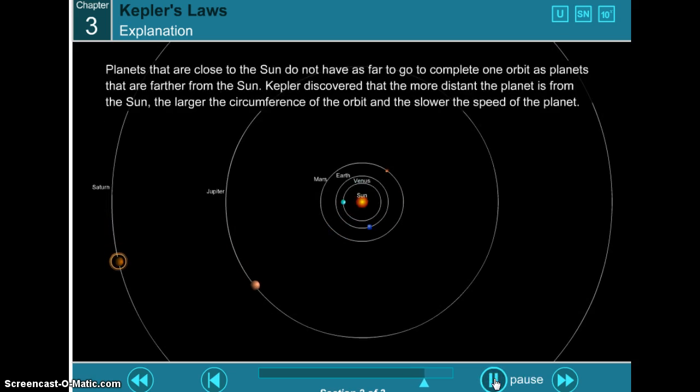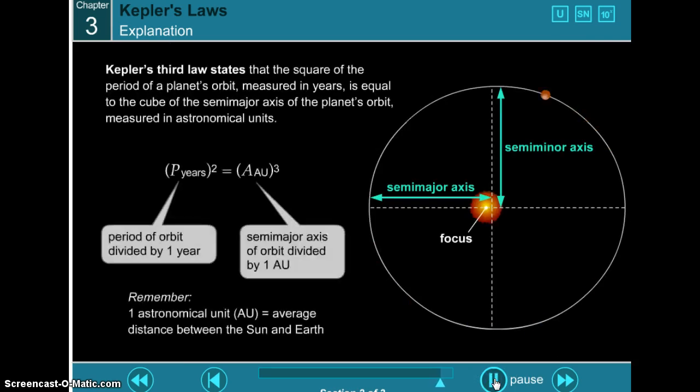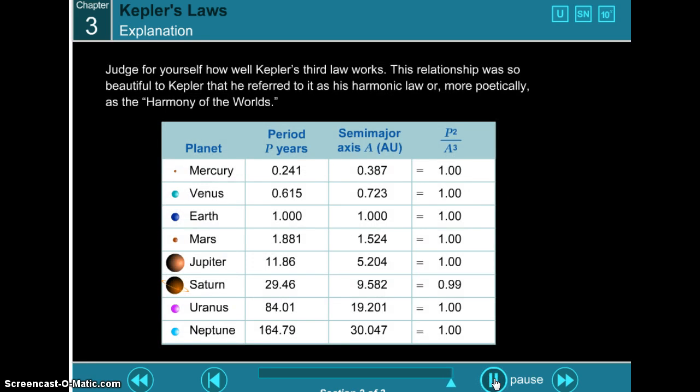Planets that are close to the sun do not have as far to go to complete one orbit, so the further they are, the longer it takes. Kepler discovered that the more distant a planet is from the sun, the larger the circumference of the orbit, and the slower the speed of the planet. Kepler's third law states that the square of the period of the planet's orbit, measured in years, is equal to the cube of the semi-major axis of the planet's orbit, measured in AUs, or astronomical units. Remember, 1 AU is the average distance between the sun and Earth. So here's how Kepler's third law plays out. The relationship was so beautiful to Kepler that he referred to it as the harmonic law, or more poetically, the harmony of the worlds.